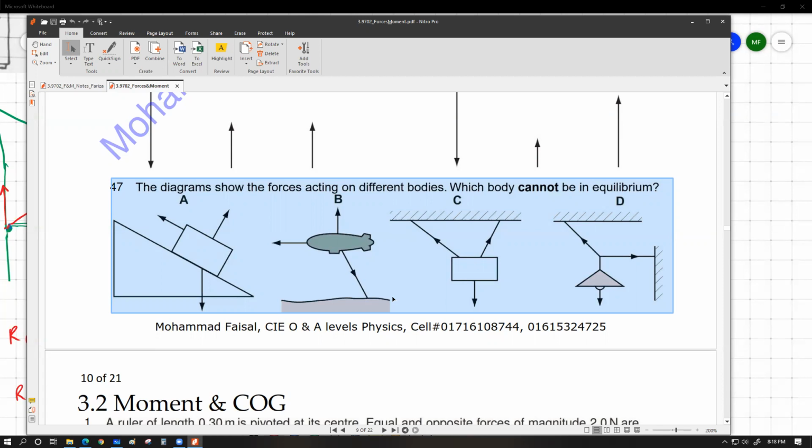Then sir, how is there a cross point in number B? Extend the forces on the inside. Just draw dotted lines on the inside of that hot air balloon.